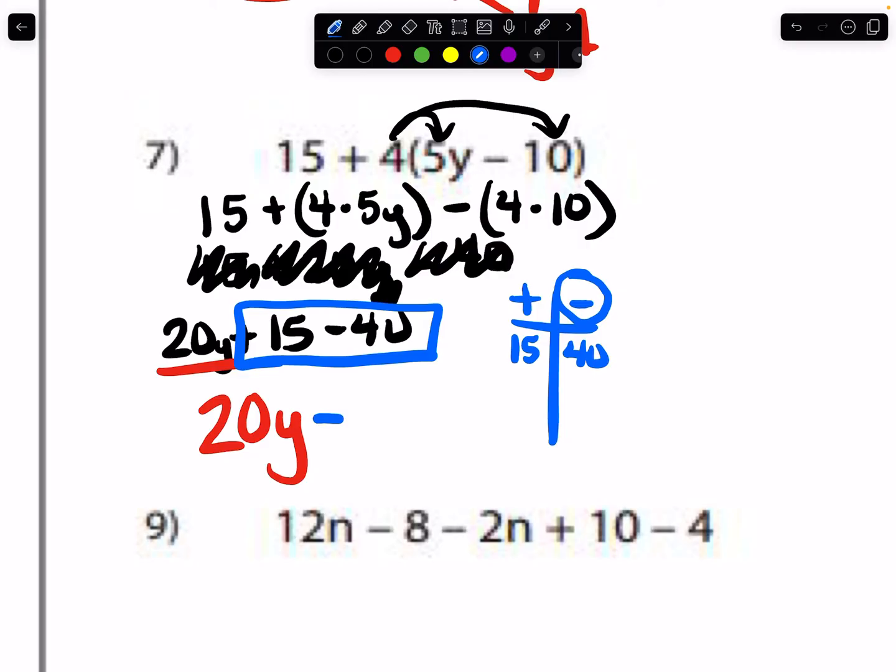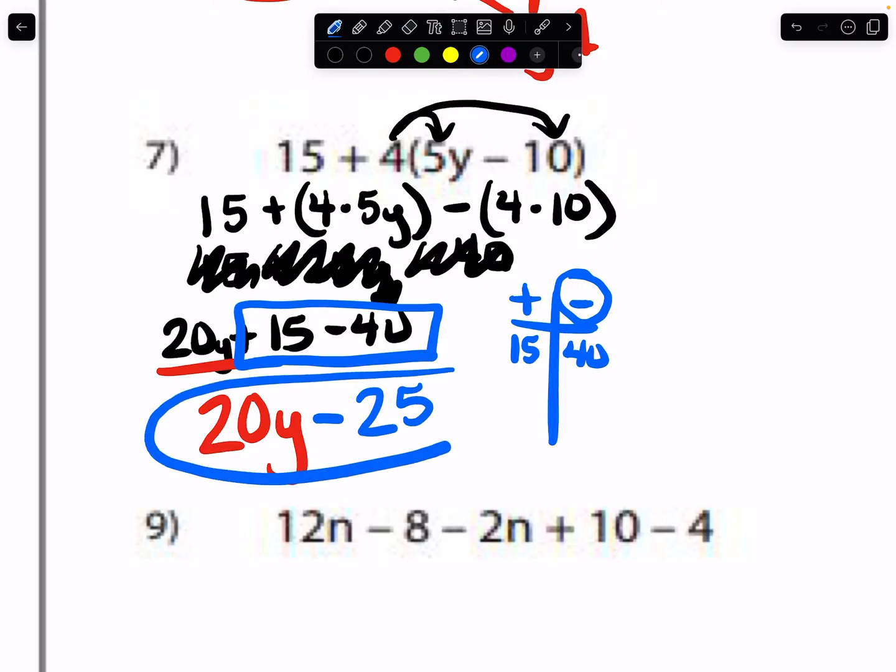Then I got to figure out by how much. 40 minus 15 is 25. So this is our final answer for that one. Did you get it right? If you didn't, that's okay. Let's go over and try number 8.